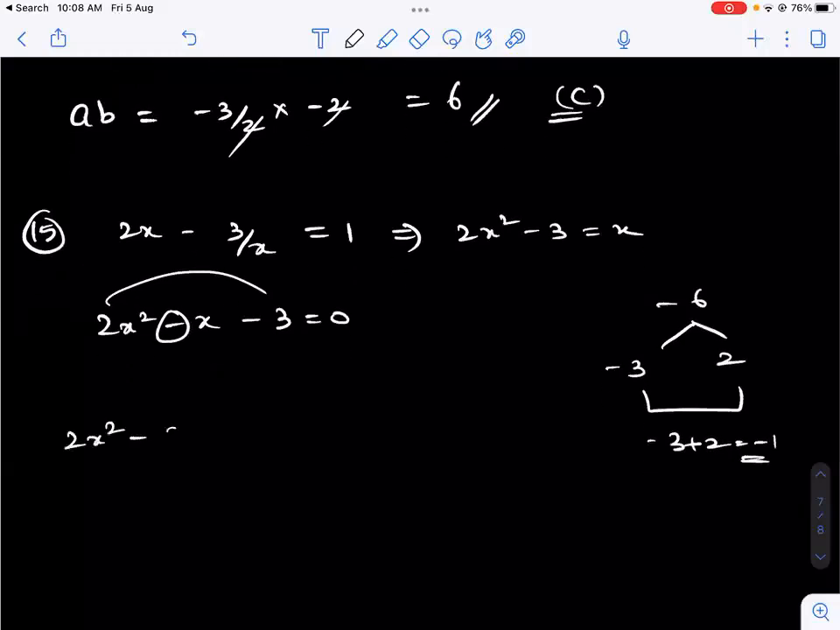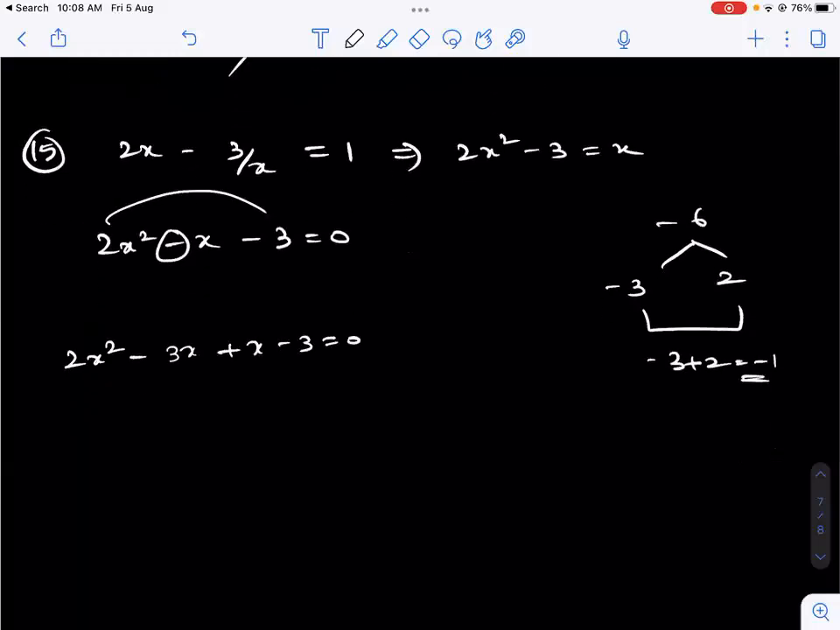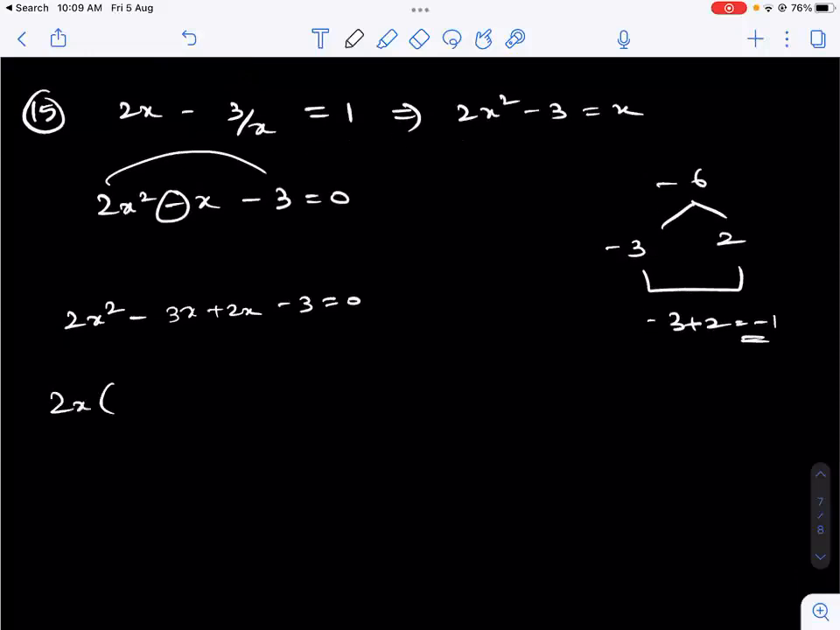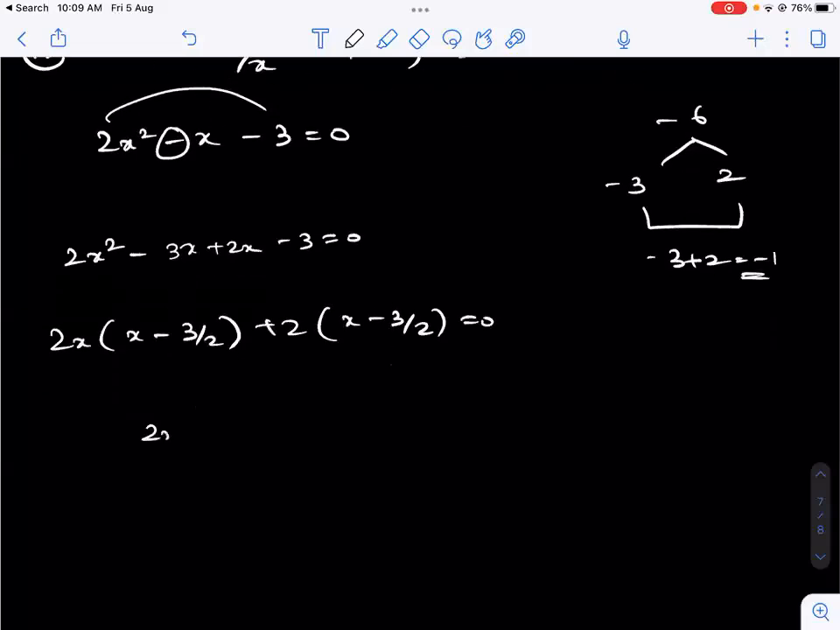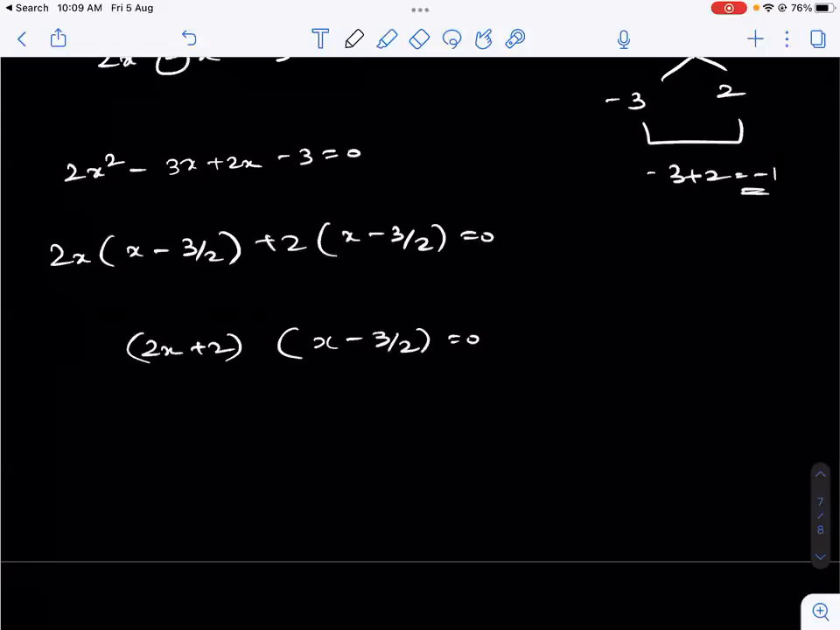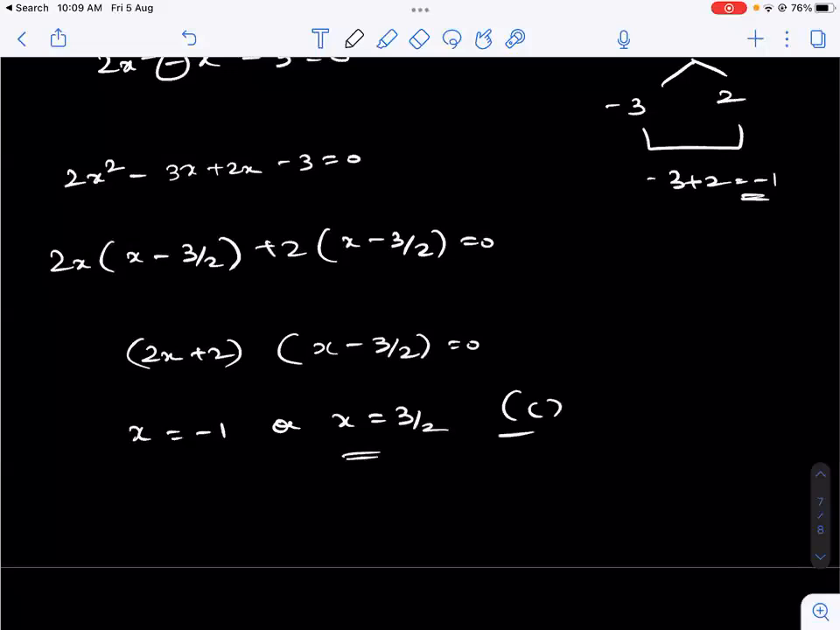So 2x square minus 3x plus 2x minus 3 is equal to 0. Taking x outside, x into 2x minus 3, plus 1 into 2x minus 3 is equal to 0. So x plus 1 into 2x minus 3 is equal to 0. x is equal to minus 1 or x is equal to 3 by 2. So option C is the right answer.